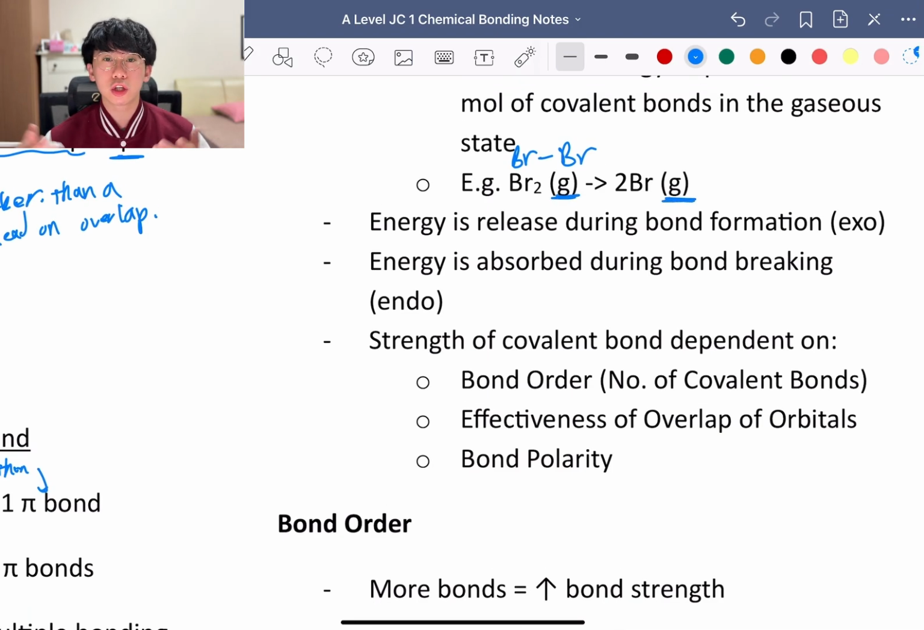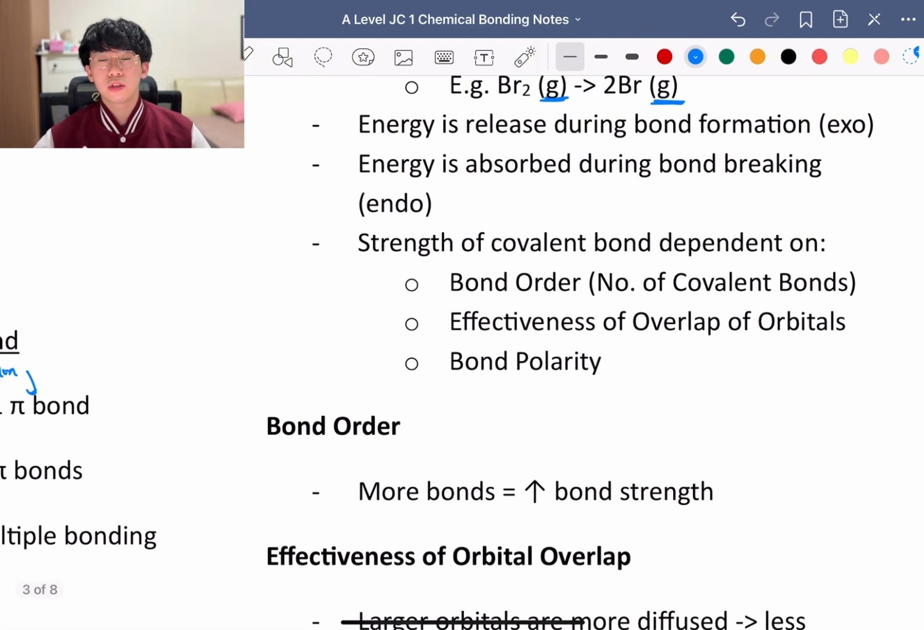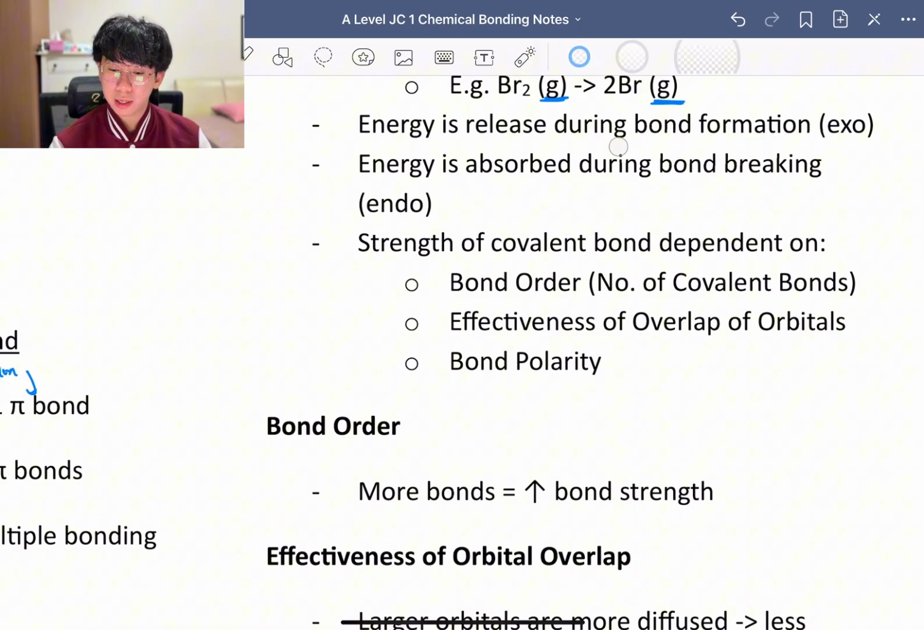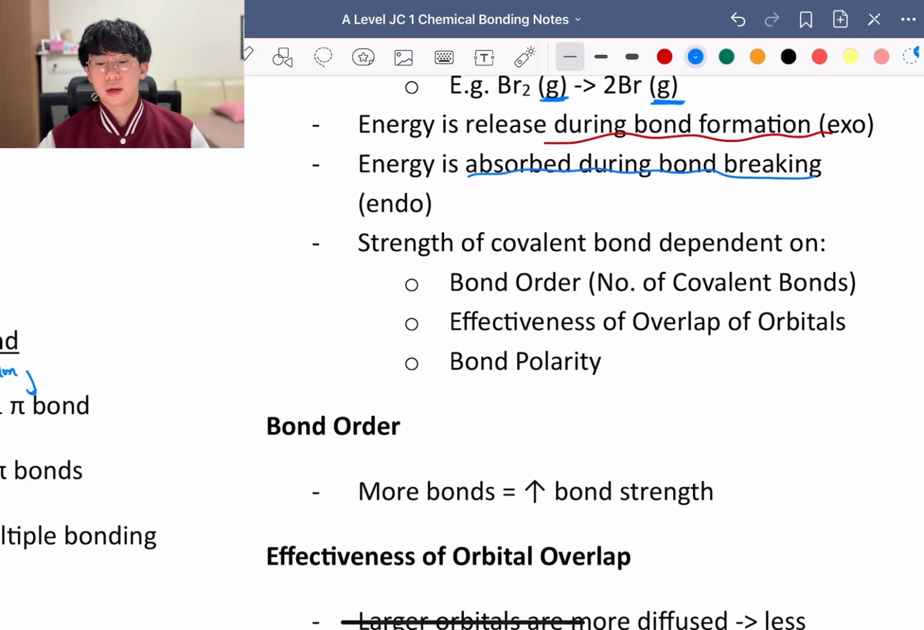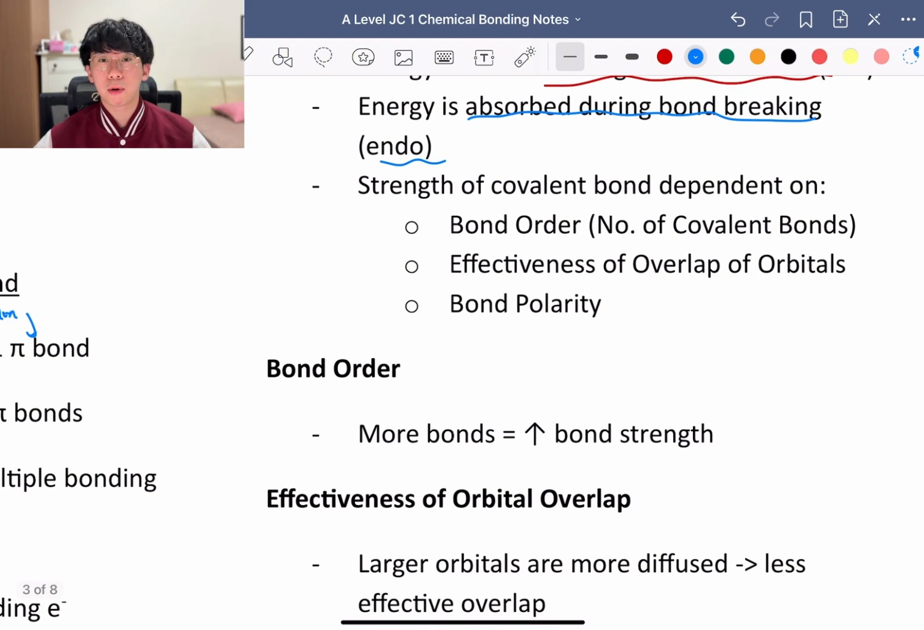So the bond energy is a good gauge of the bond strength, right? And just in general, it's good to note that energy is released during bond formation. I should use a red pen here. And energy is absorbed during bond breaking, right? And the strength of my covalent bond is dependent on a few factors. One is bond order. The other is effectiveness of overlap of orbitals. And the other one is bond polarity.